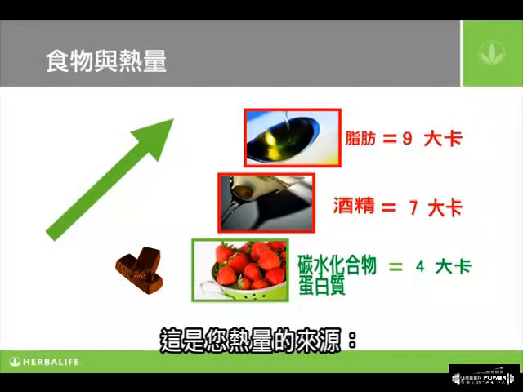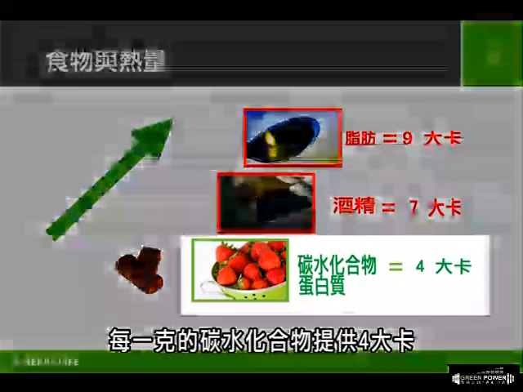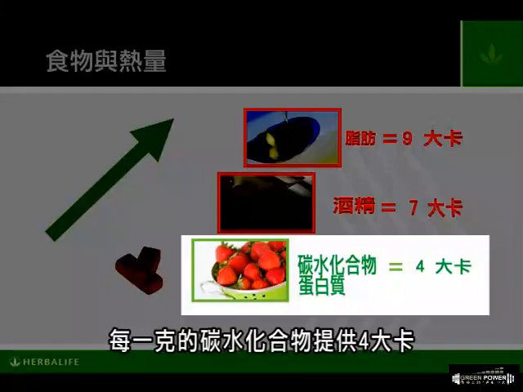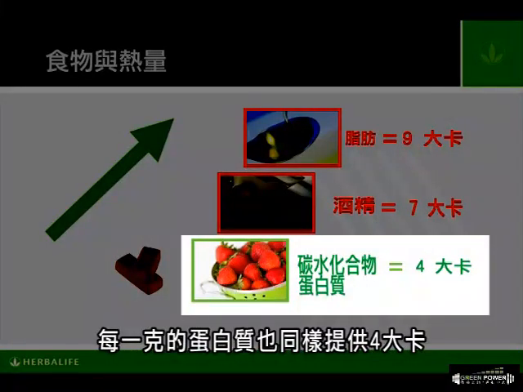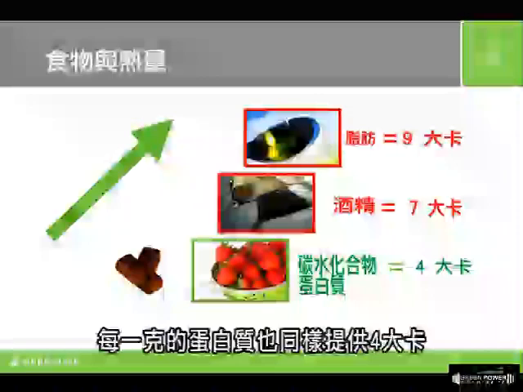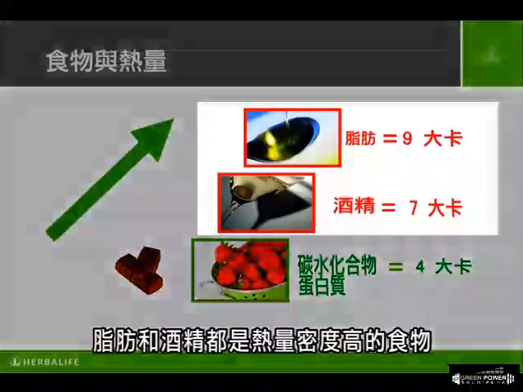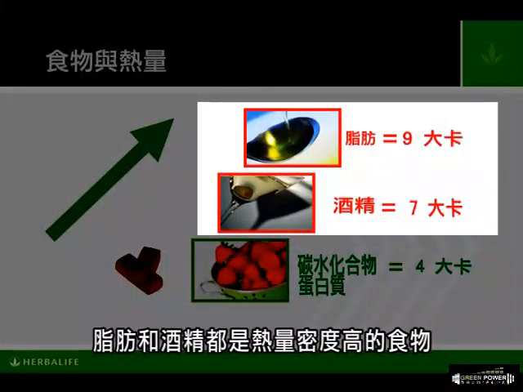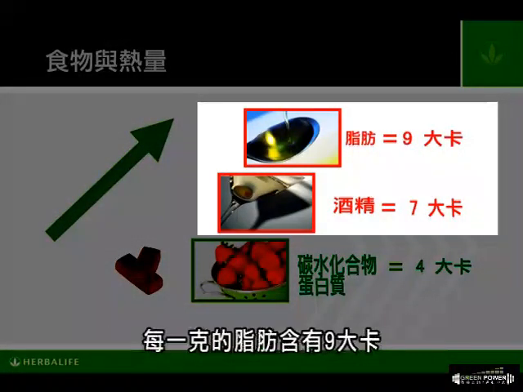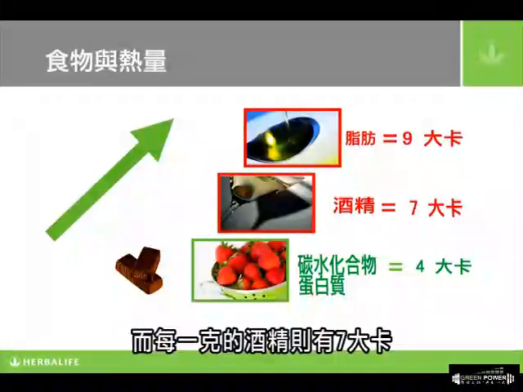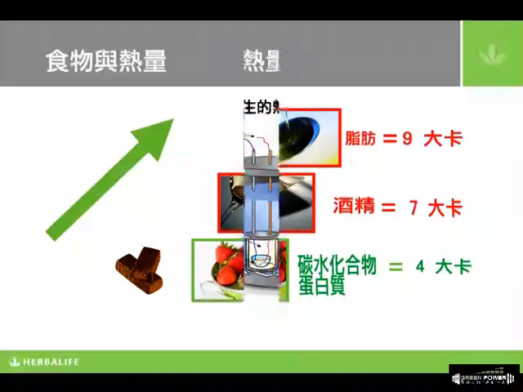This is where your calories come from. Every gram of carbohydrate supplies 4 calories. Every gram of protein also supplies 4 calories. Fats and alcohol are considered calorie-dense because every gram of fat has 9 calories and every gram of alcohol has 7 calories.